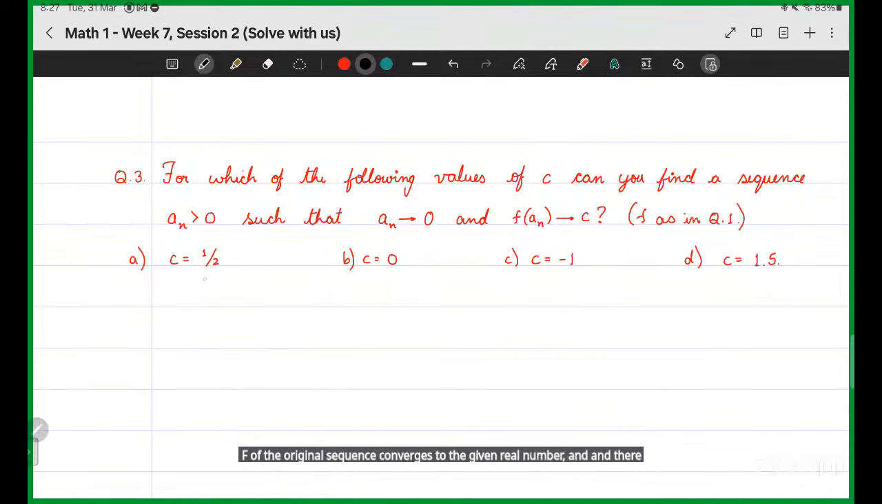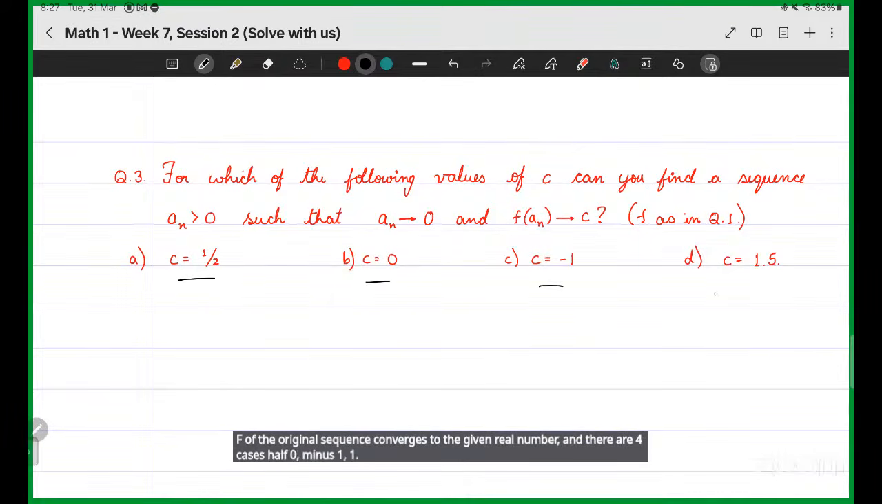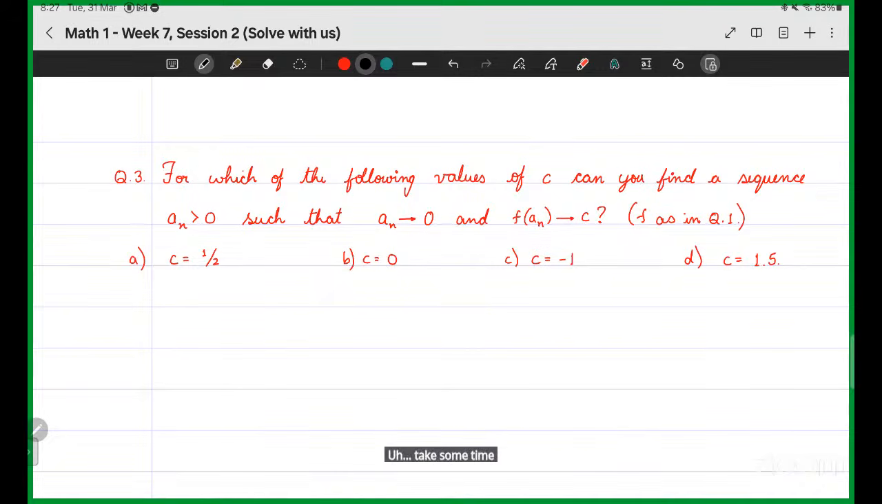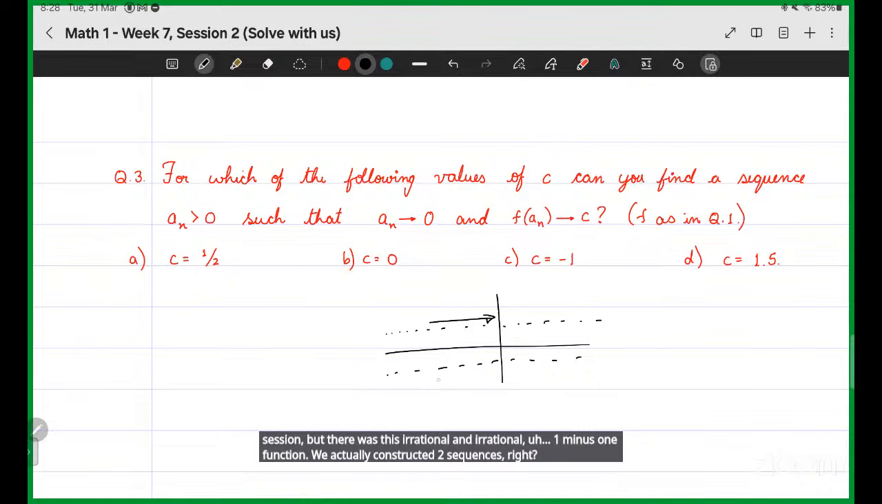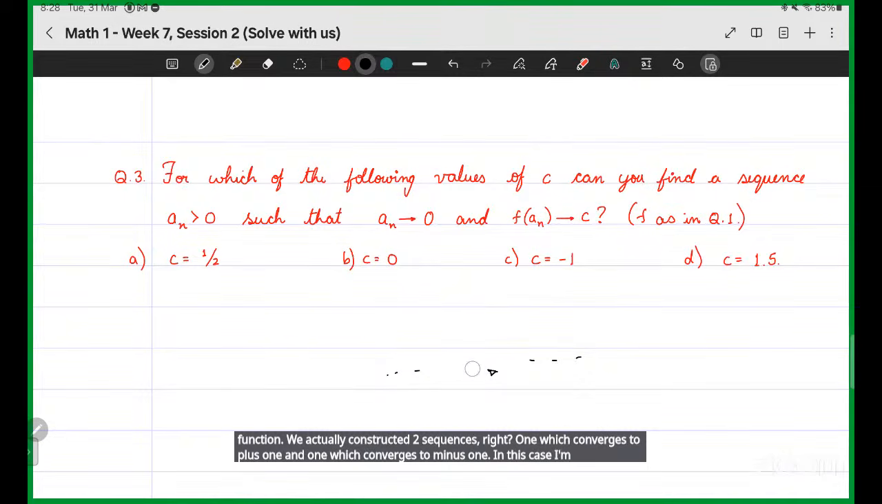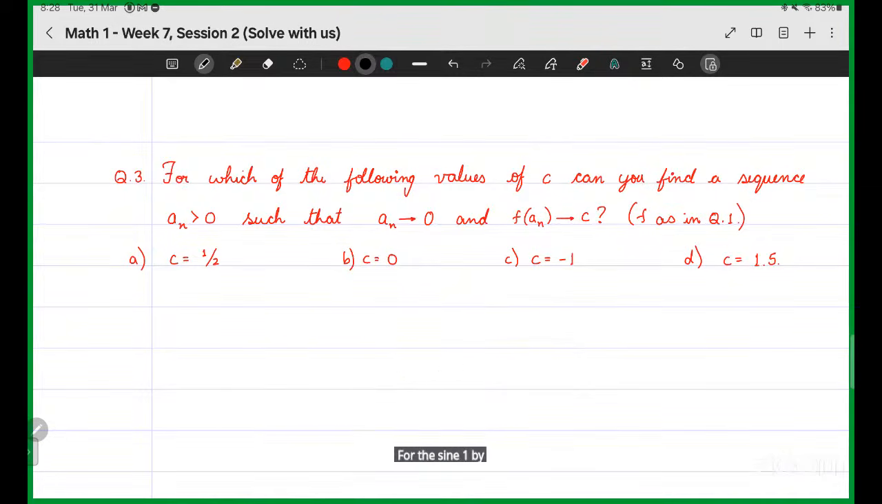And there are 4 cases: half, 0, -1, 1.5. This is a hard question. Take some time, read through it, and actually understand what's happening. So you can relate it with the, I don't know if you were there in the summary session, but there was this rational and irrational 1 - 1 function. We actually constructed 2 sequences, right? One which converges to +1 and one which converges to -1. In this case, I'm asking, for the sine 1 by x function, can I do sequences for which the function sequence converges to the given options?